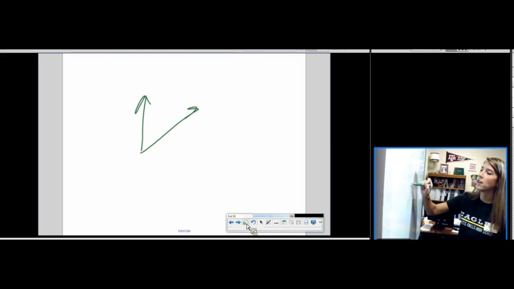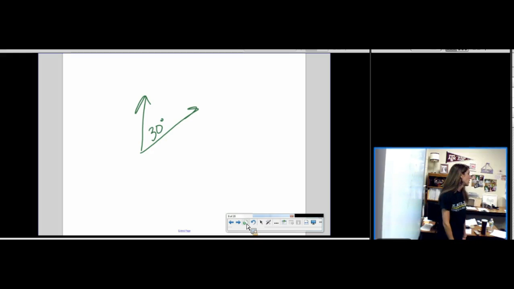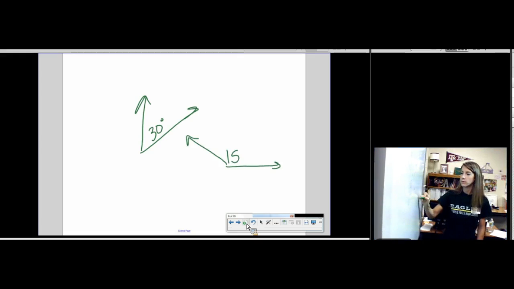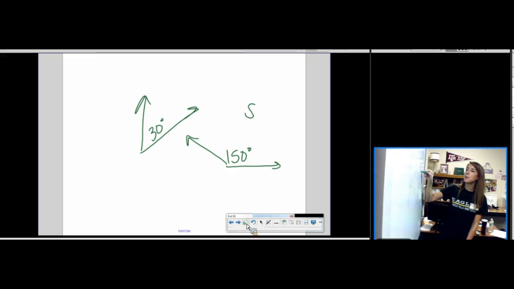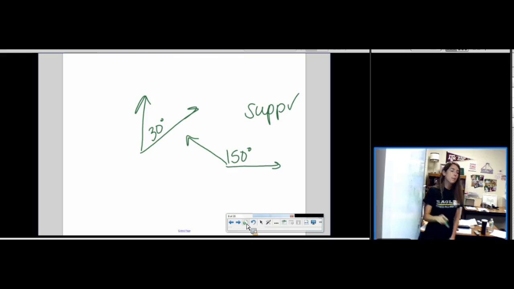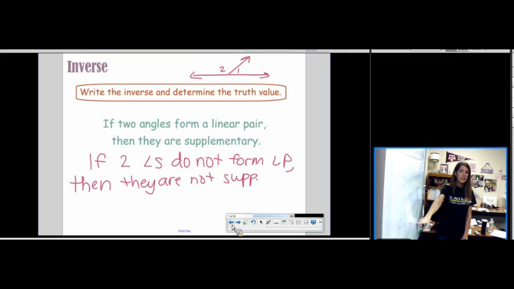I'm going to draw a 30-degree angle. What's the supplement of 30? 150. Thank you, Trinity. I'm going to draw a 150-degree angle. Are those supplementary? We force them to be. Yes, they are supplementary. Do they form a linear pair? They don't form a straight line. They're not connected. They're not adjacent. So no. So tell me what the truth value is of this sentence.